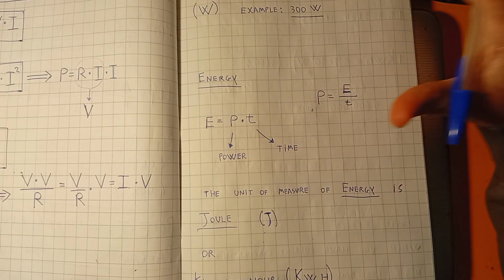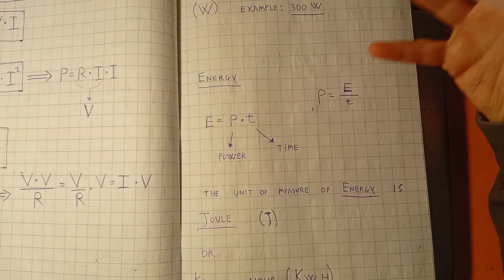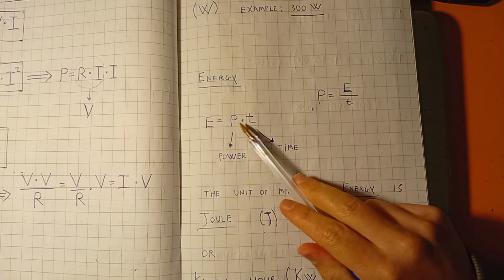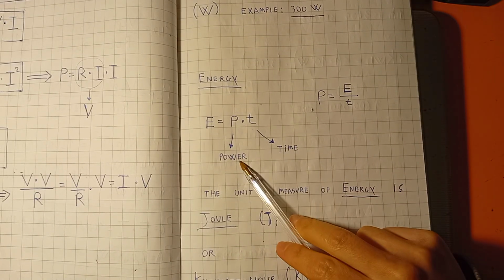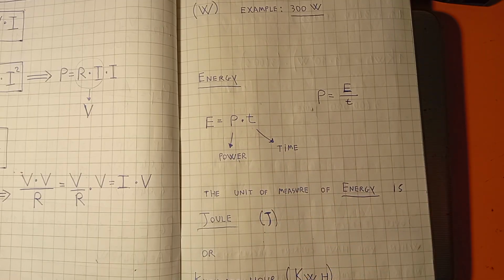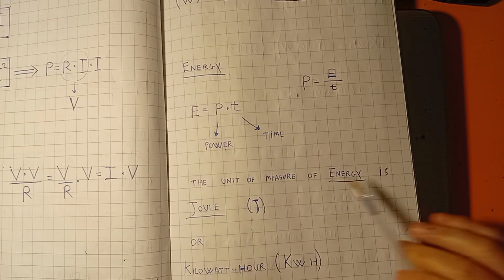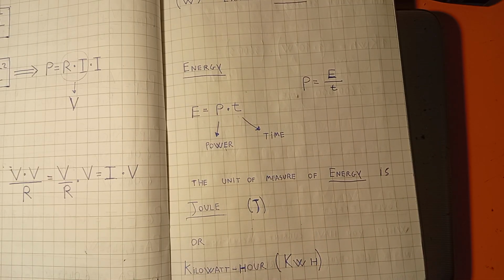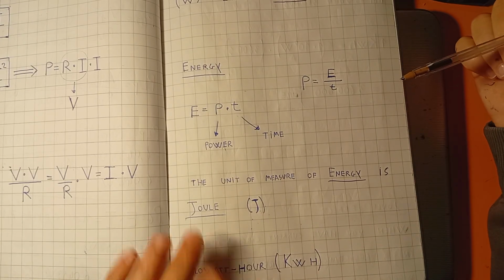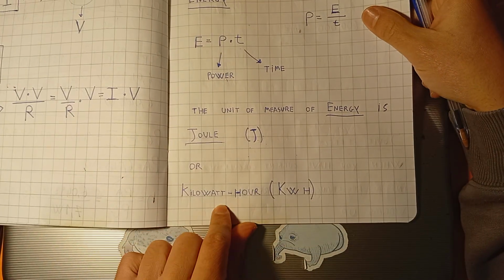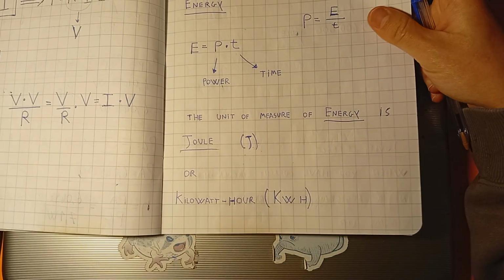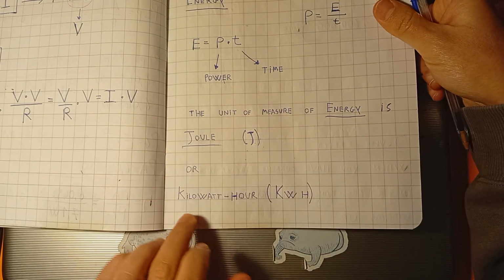Another important concept we have to talk about when we talk about power is energy. What is energy? Energy is equal to power multiplied by time. The unit of measure of energy is joule. You usually just write this letter. I don't remember how this letter is called in English, but you write this letter. Or you can measure the energy in kilowatt hours. We'll talk later about this. So you can measure energy in joule or in kilowatt hours.